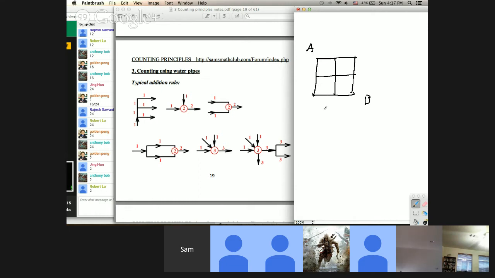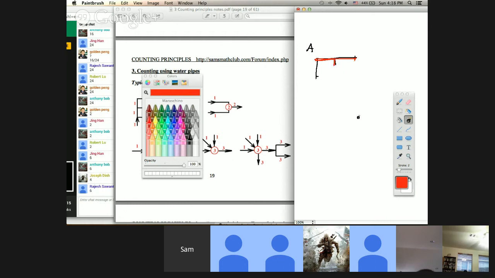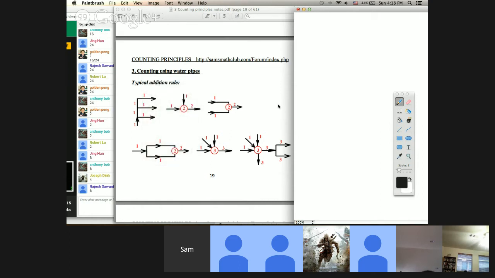So for example, one path I could use, let's see if I can draw it in a different color. Red. So one path I could take would be this path. And another path could be this path, and then this path, etc. Right, so the correct answer is 4. Oh, this is 6, sorry.